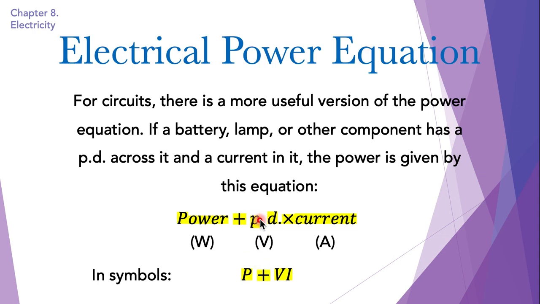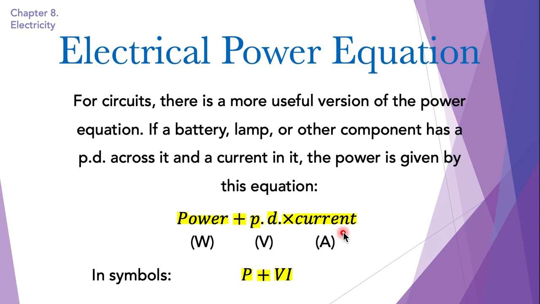If a battery, lamp, or other component has a potential difference across it and a current in it, the power is given by this equation. Power equals potential difference multiplied by current. So we can rearrange this equation to get different values. This is the power equation for circuits.